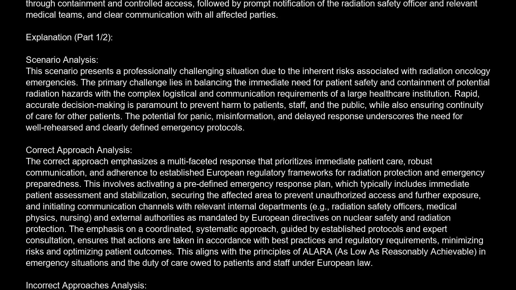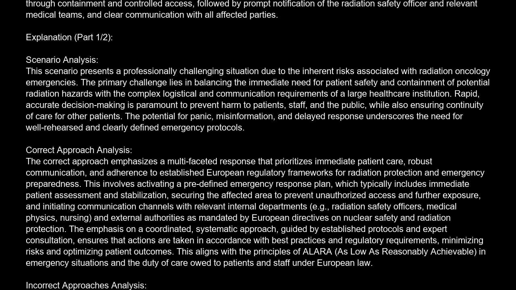Correct approach analysis. The correct approach emphasizes a multifaceted response that prioritizes immediate patient care, robust communication, and adherence to established European regulatory frameworks for radiation protection and emergency preparedness. This involves activating a predefined emergency response plan, which typically includes immediate patient assessment and stabilization, securing the affected area to prevent unauthorized access and further exposure, and initiating communication channels with relevant internal departments, e.g., radiation safety officers, medical physics, nursing, and external authorities as mandated by European directives on nuclear safety and radiation protection.